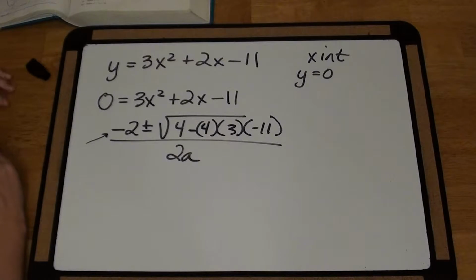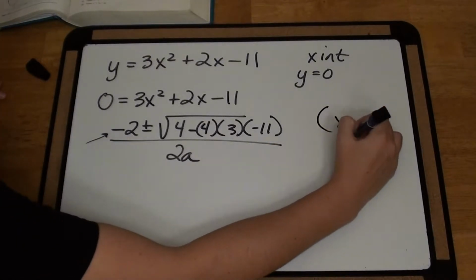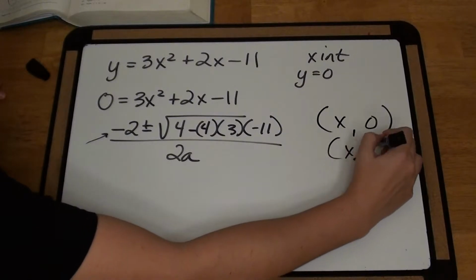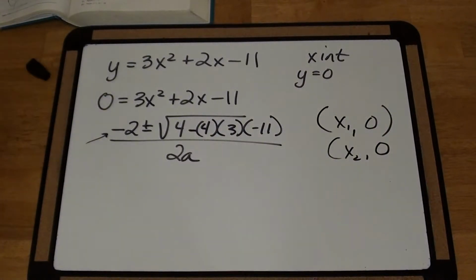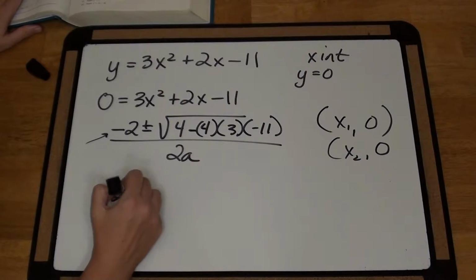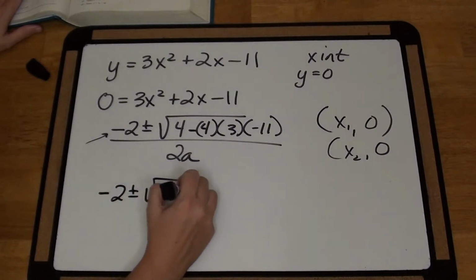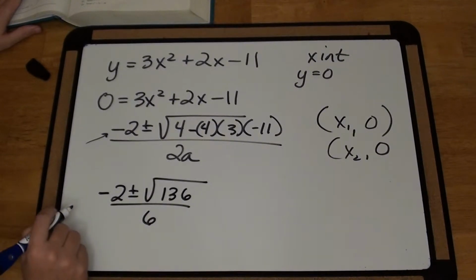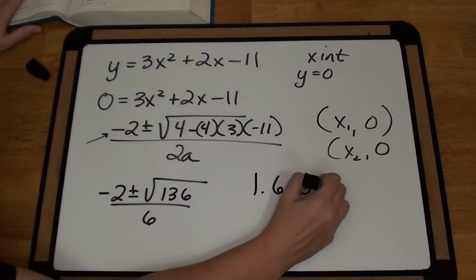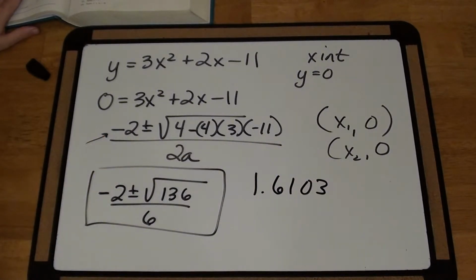So that will give you your x-intercepts, and they would of course look like some x value, 0, some other x value, 0. All right. So just write them down as points, or in this situation they just say x equals 1.6103 and x equals -2.27669, whatever. I prefer your answers not to actually go down to the decimals. They have -2 plus or minus the square root of 136 over 6. This is how I prefer your answers. I definitely do not prefer your answers like this, 1.6103. I will take this all day long. It's better.